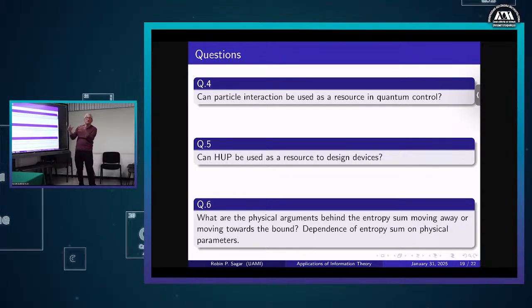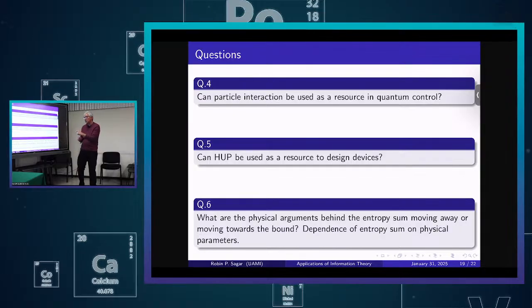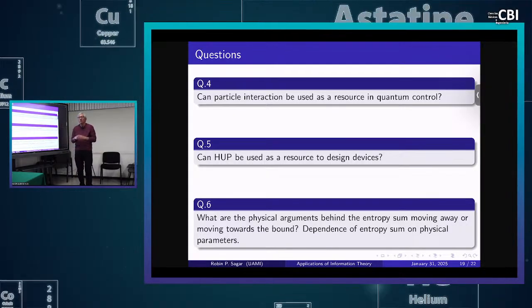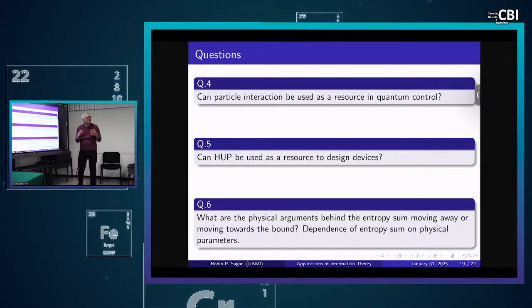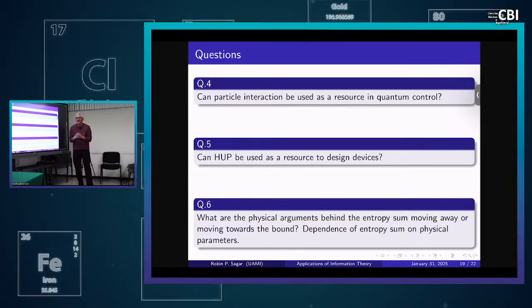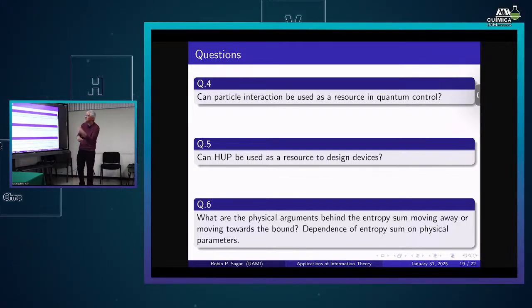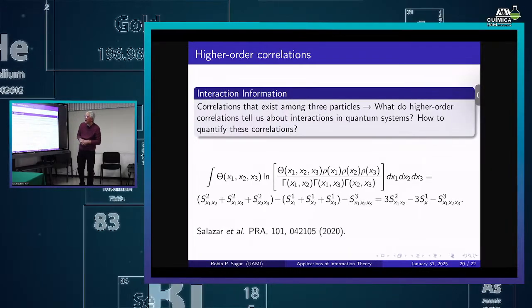What is happening? This is something I put out to you. I don't know what the answer is as yet. I hope I'll be able to understand a little bit in the future, but this is something I'd really like to understand. What is happening to the system? Okay, what can we say about the system? Higher order correlations.